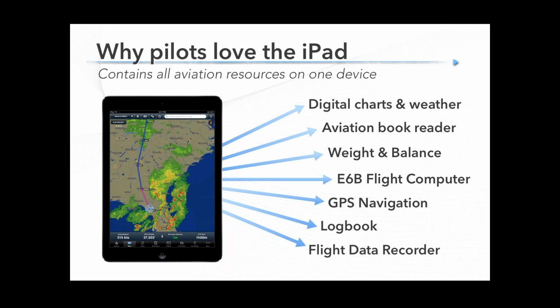Digital charts and weather services, an aviation book reader, weight and balance applications to do all that computation electronically, E6B flight computer, GPS navigation. That's a big thing, especially as you get your certificate, to have as a backup navigator in your airplane at all times to show your position on the moving map, an electronic logbook, and a flight data recorder that we're going to talk about that can really help you out with your lessons to help analyze your progress and analyze your flights.